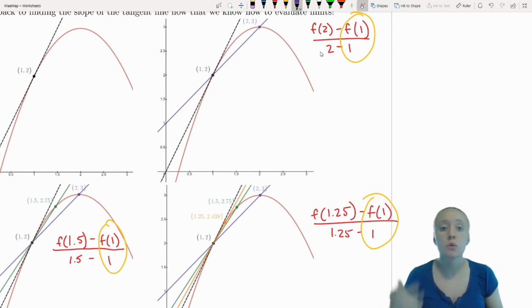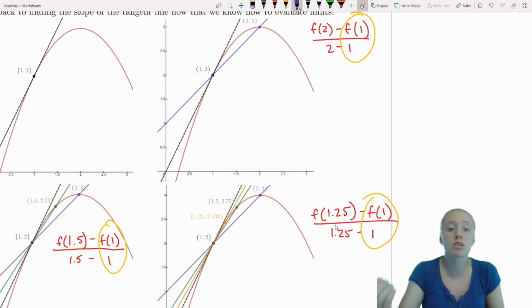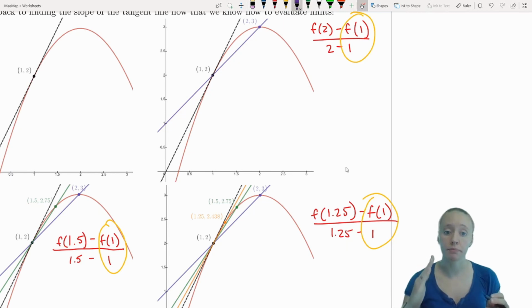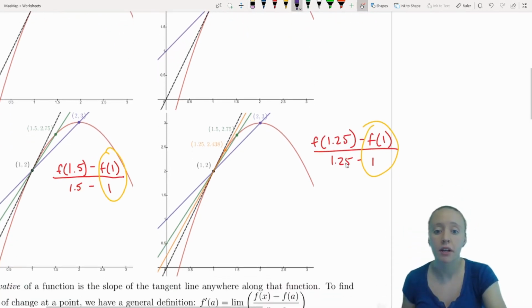So it's that 2, f of 2, that changes to 1.5, f of 1.5, which changes to 1.25, f of 1.25. We're getting closer and closer to that slope. So let's use this information and take the limit to find the exact value of that slope.